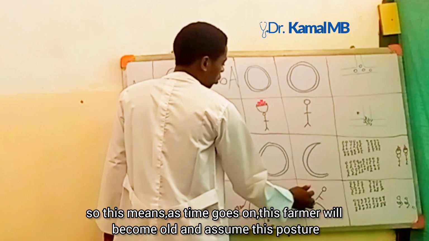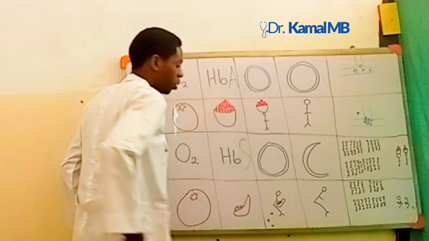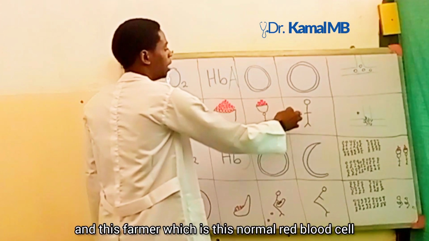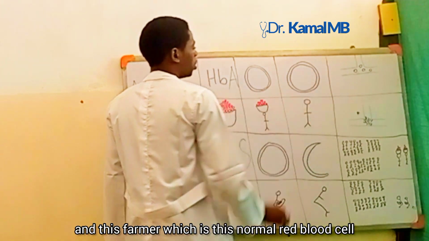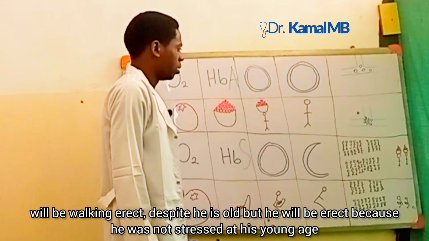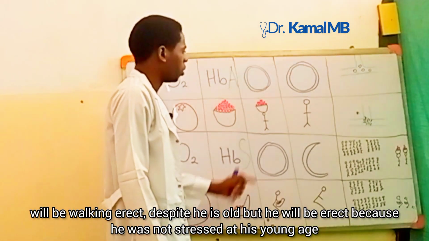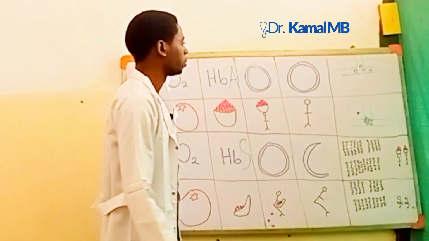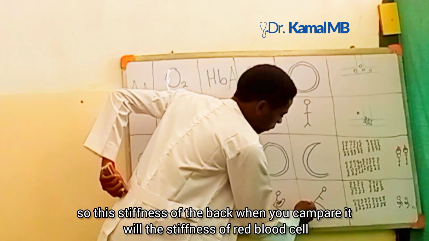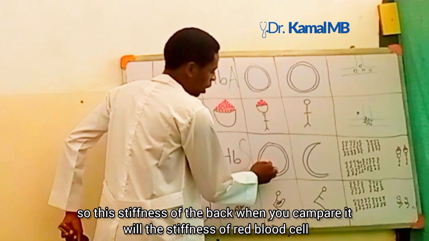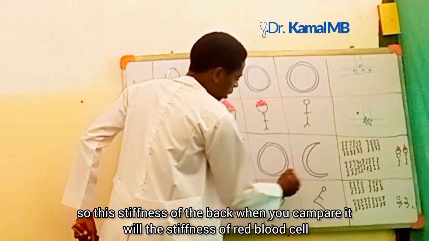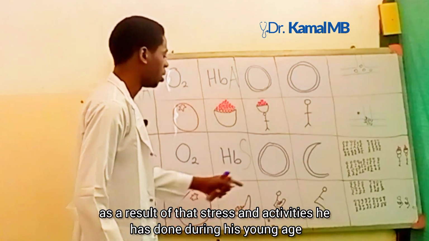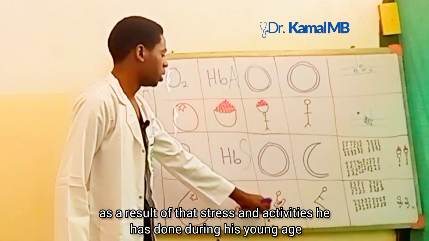when this farmer becomes old, he will assume this posture because his back will become stiff in this posture. And this farmer, which is this normal red blood cell, will be walking erect. Despite being old, he will be erect because he was not stressed at his young age. So this stiffness of this back, when you compare it with the stiffness of the red blood cells, is a result of that stress and the activities he has done during his young age.